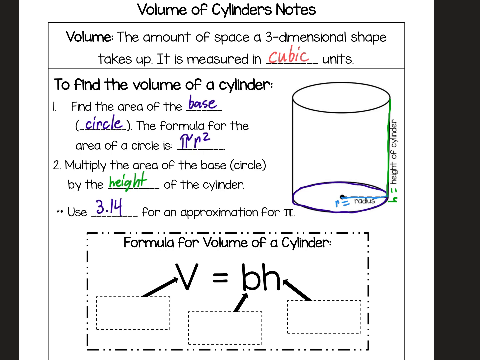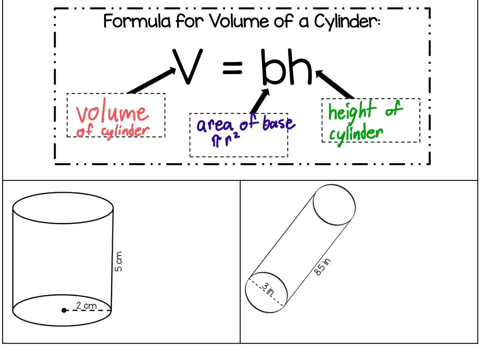When doing so, we can use 3.14 as an approximation for pi. This means that the formula for volume of a cylinder is V is equal to base times height. V stands for volume of the cylinder. B stands for area of the base, which is pi r squared because the base is a circle. H stands for the height of the cylinder. Now that we've got our formula, let's try using it in a couple of examples.